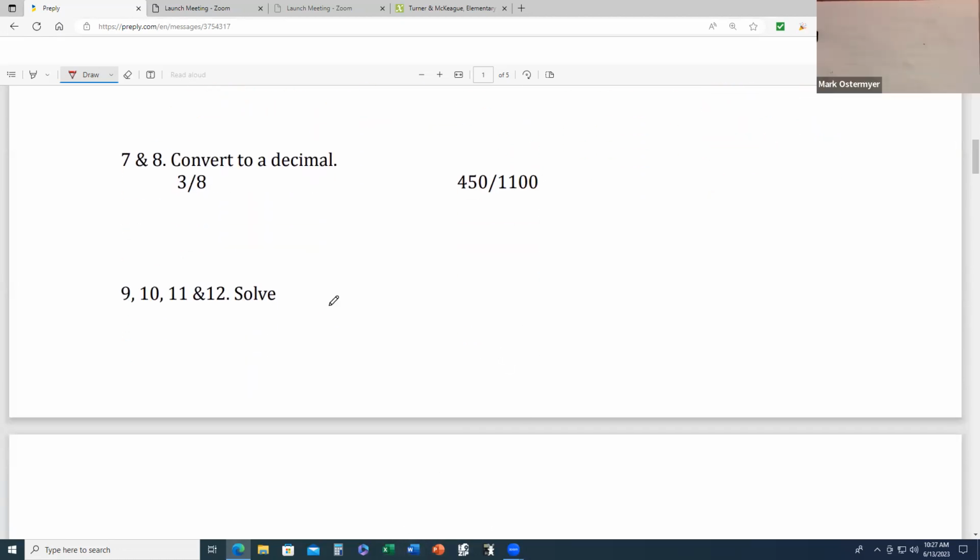Okay. Now, number 7 and 8. Convert 3/8 to a decimal. You have to divide 8 into 3, correct? And you cannot use a calculator. She wants to see how I work, how I get that. Then we're going to have to do long division here.